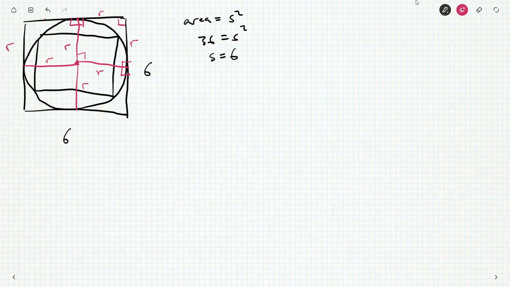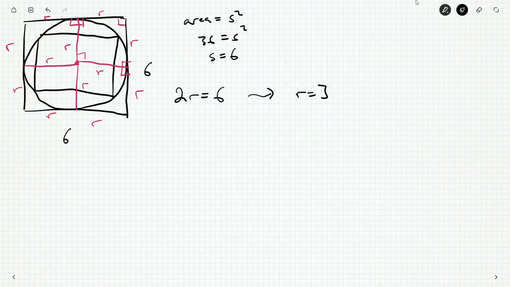We get r's everywhere. So for the radius r of the circle, we can see pretty quickly that 2r is 6, the side length, because we've got 2 r's here and they make up the whole side. So what does that tell me? R is 3. Okay, so how does that help us?